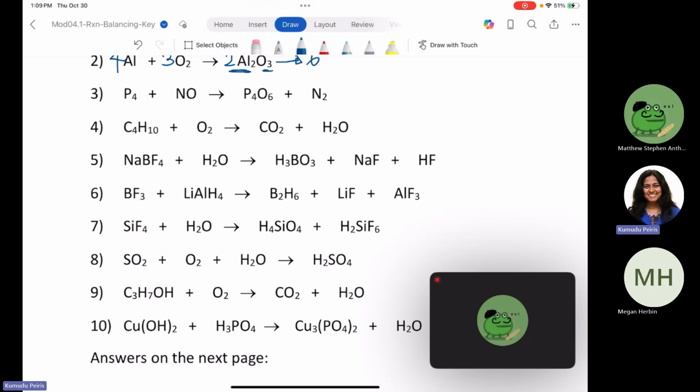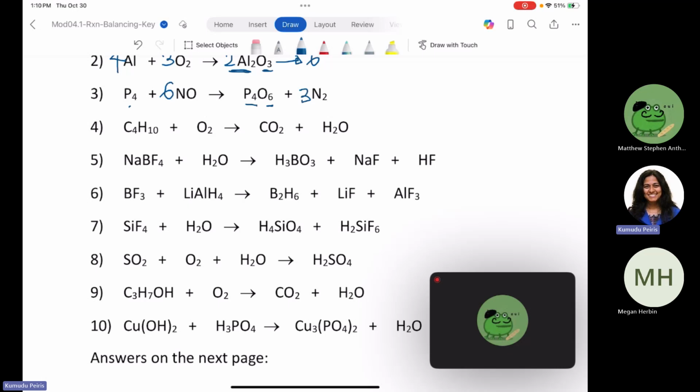Okay, next one. We'll go to the next equation, P4 plus NO, giving P4O6 and N2. In here we have 4 phosphorus, and the product side also has 4 phosphorus. But the oxygens, we have 6 oxygens, so I have to add the 6 in front of that. Since I added 6 over there, it makes the nitrogens equal to 6. I have 2 here, so I should add 3. 3 by 2 will equal 6.